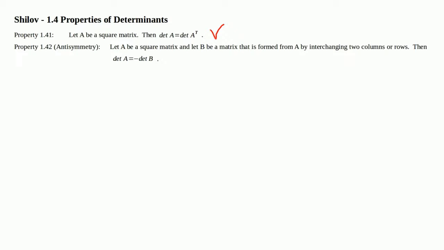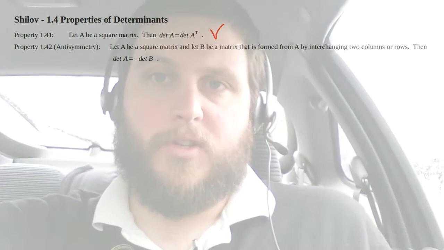But here's what it says. Let A be a square matrix and let B be a matrix that is formed from A by interchanging two columns or rows. Then the determinant of A is equal to the negative of the determinant of B. In other words, you just change the sign. So when you switch rows in a matrix, how does that affect the determinant? Well, it switches the sign of the determinant. That's what it does. And it does it regardless of whether you're switching rows or columns.